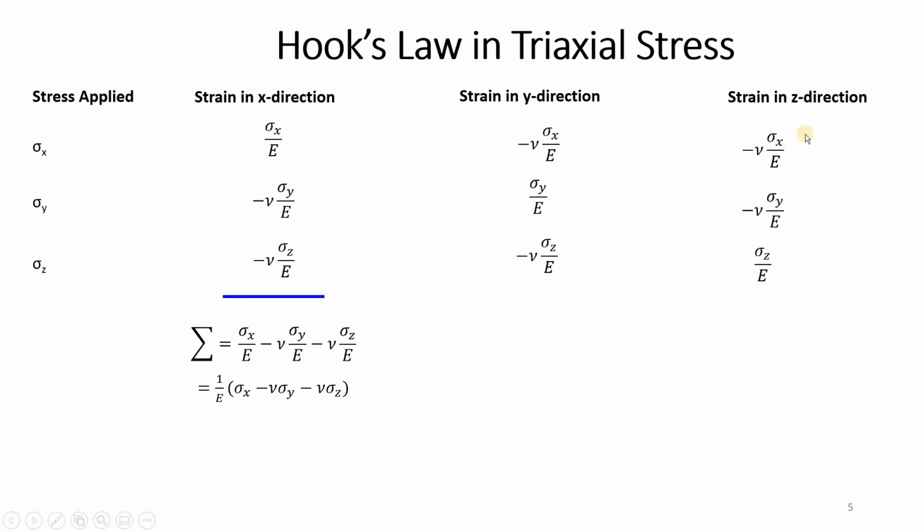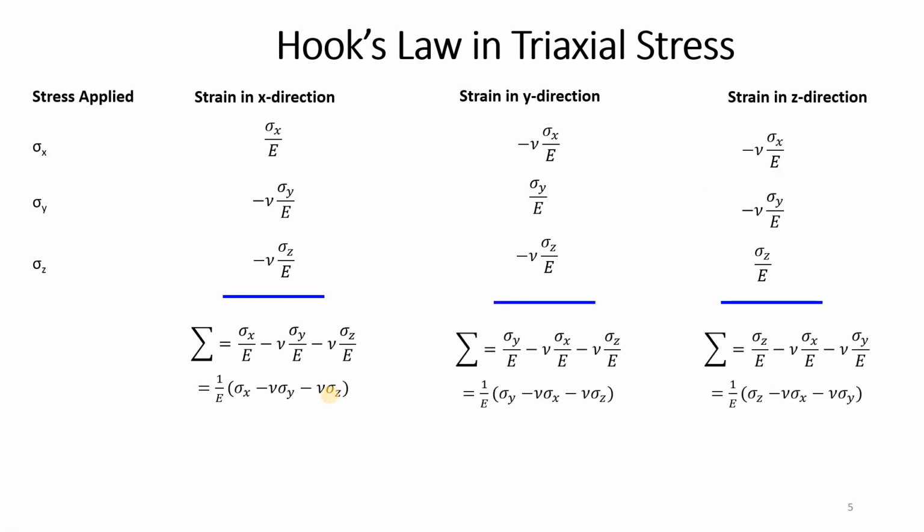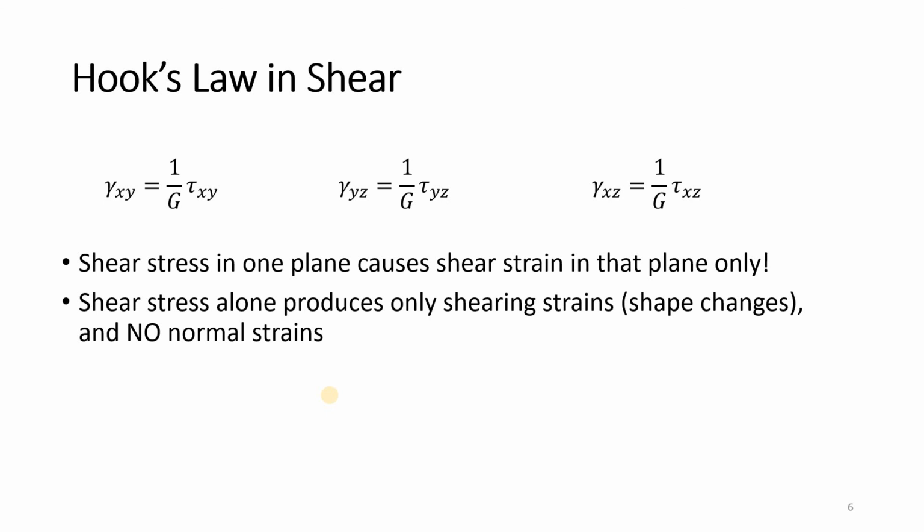Similarly, we can sum up strains in y direction and z direction and reach these results. This was Hooke's law for normal strains, and Hooke's law in shear is simple enough, because shear stress in one plane causes shear strain in that plane only. It means when tau xy is acting, it produces only gamma xy and does not produce gamma yz and gamma xz. So they are independent.